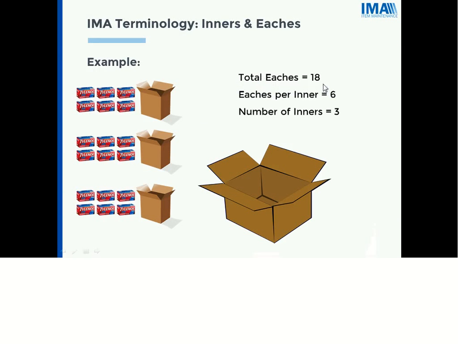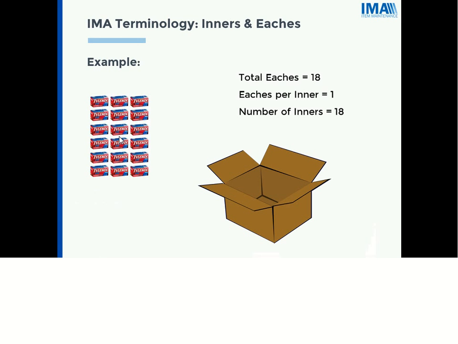So here for total eaches, eaches per inner, number of inners, we see 18, 6, 3. So we have a total of 18 eaches. There's 18 Tylenol PM boxes. And then we have 3 inners, so 3 of these smaller boxes. And then those are all going into this. So the eaches per inner is 6, number of inners is 3.